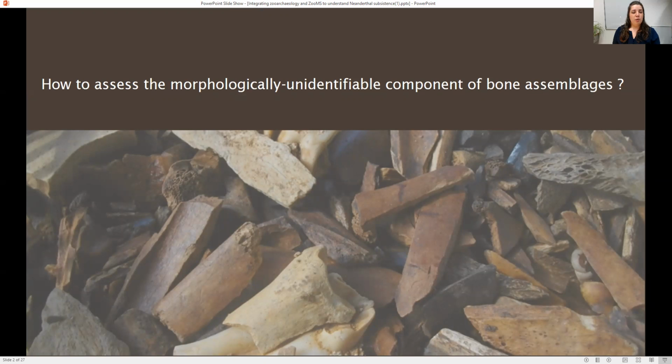We can therefore ask to what extent this identifiable portion is representative of the whole assemblage. How can we further study the unidentifiable component? Furthermore, the fragmentation of bone remains at archaeological sites can often result from specific human behaviors. So, how does the fragmented fraction of the bone assemblages found on archaeological sites inform us about hunting strategies and subsistence behavior?